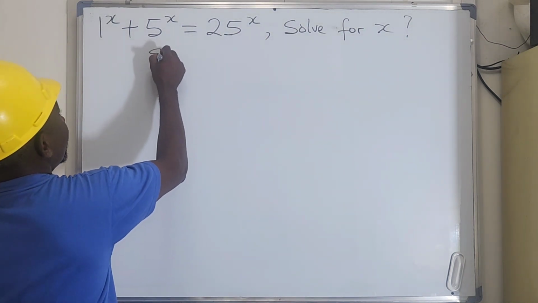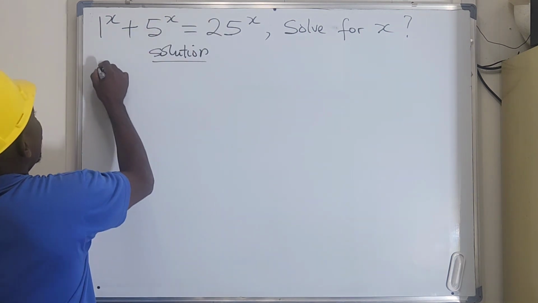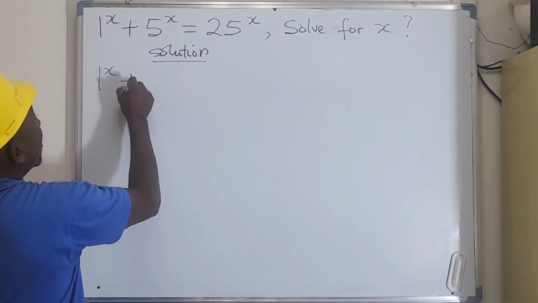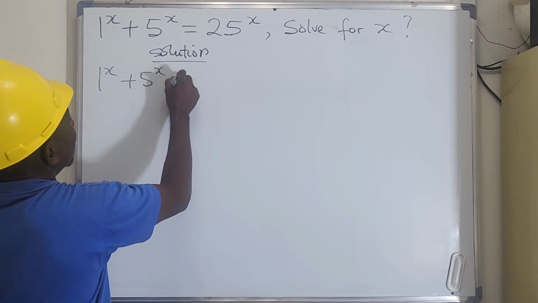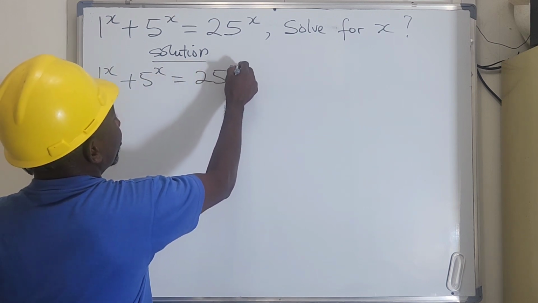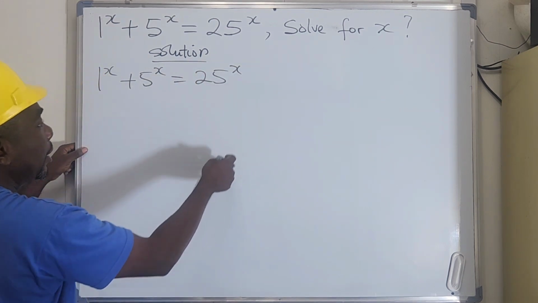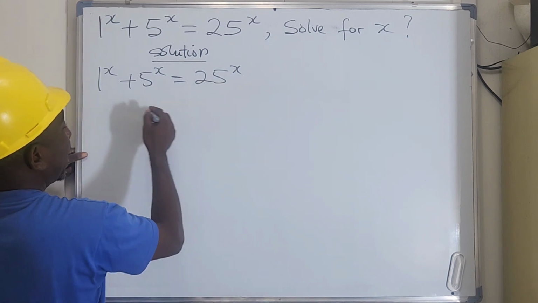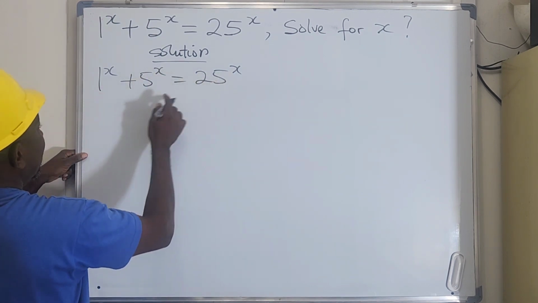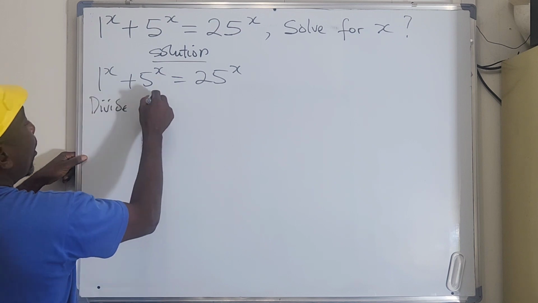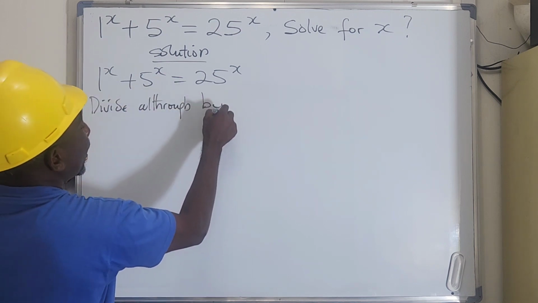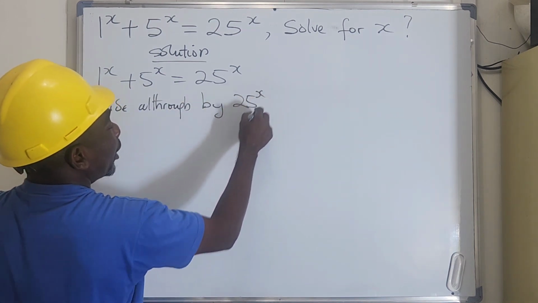So we have the solution. We are given 1 raised to the power of x plus 5 raised to the power of x equals 25 raised to the power of x. So in this case, we can divide all through by 25 raised to the power of x. So here we say divide all through by 25 raised to the power of x.